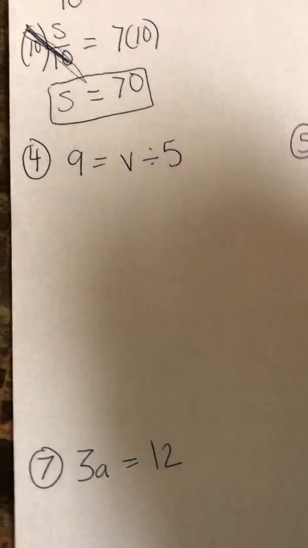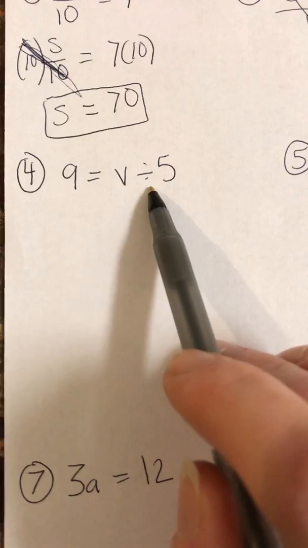Down here on number 4, we have 9 equals v divided by 5.